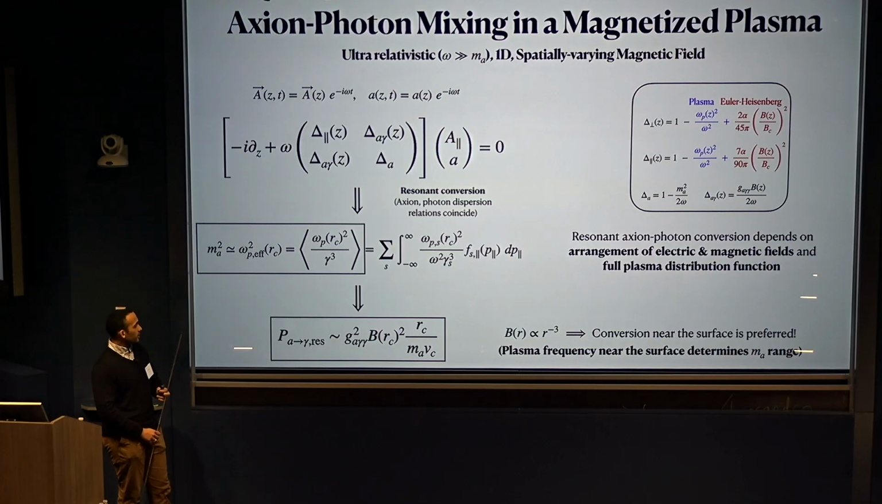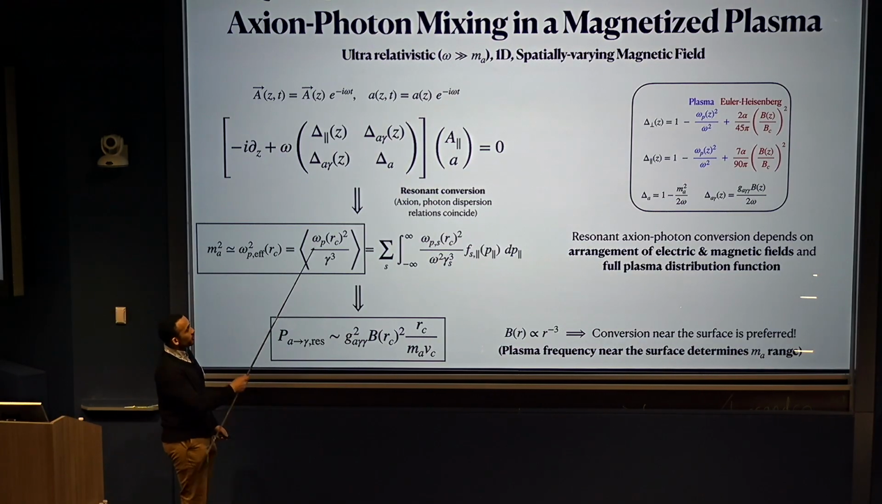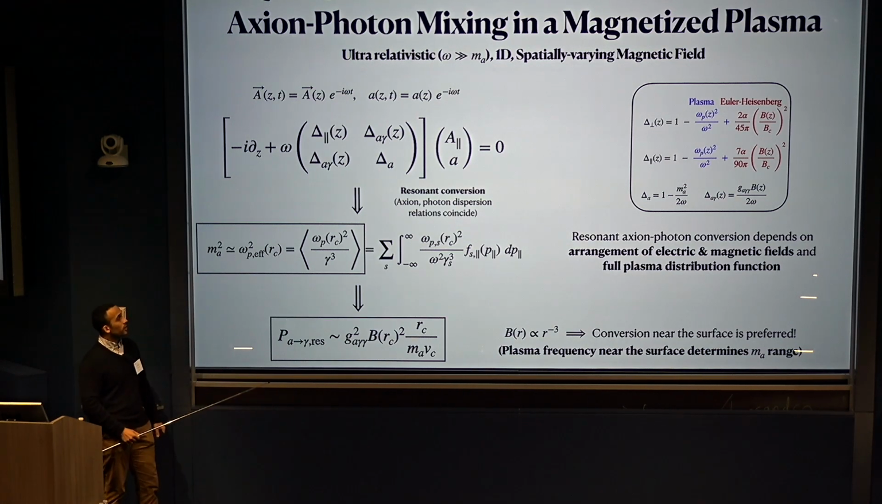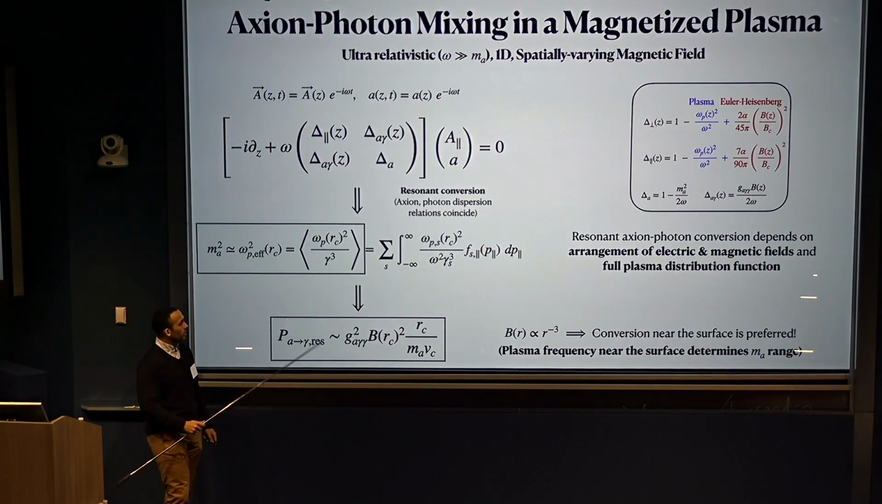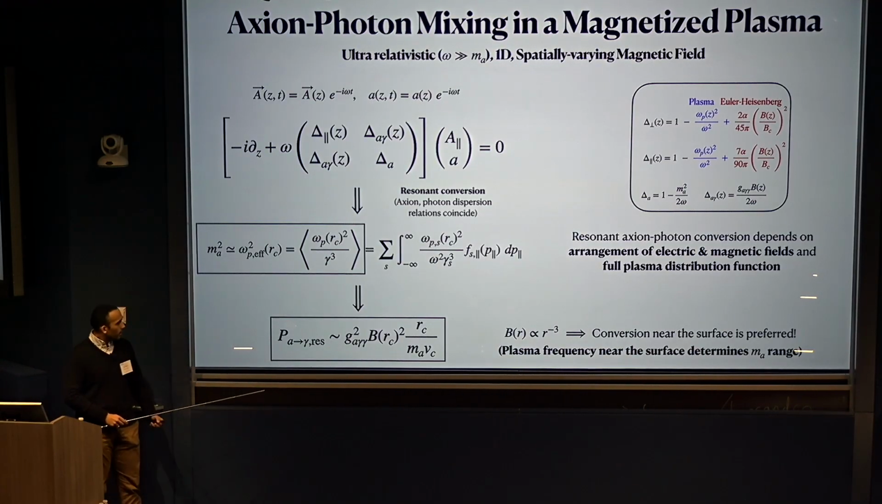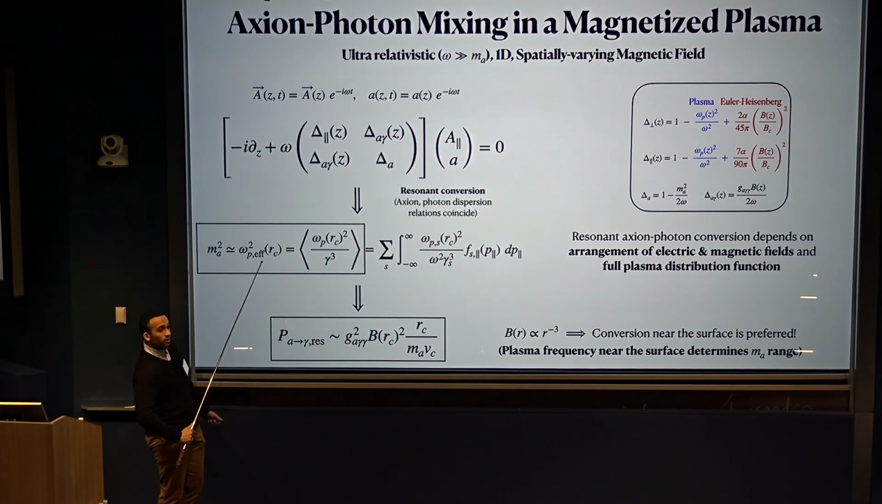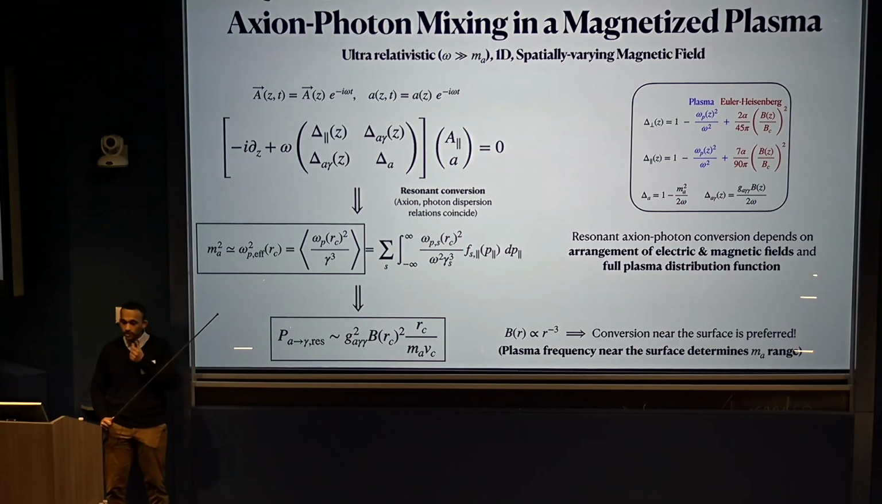And we can also calculate something like a conversion probability, what fraction of your axions convert into photons or vice versa. I should mention this physics is actually analogous to neutrino flavor oscillations. And so there's a nice analogy there that you can kind of convince yourself of. And so this resonant conversion probability depends on where that resonance takes place. It also depends on the local magnetic field where that mixing is happening.